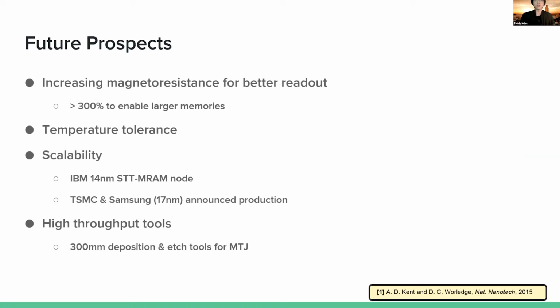And I'll talk a little bit more about scalability in the next slide, but we've seen that IBM has announced a 14 nanometer node, and TSMC and Samsung are both investing heavily and have actually announced production for MRAM as a replacement for the eFlash eNVMs. And the last thing is the infrastructure and technology ecosystem around MRAM still needs to be built up, especially for higher throughput usages in 300 millimeter applications, because we know if you don't scale up, no one's actually going to use this thing in industry.